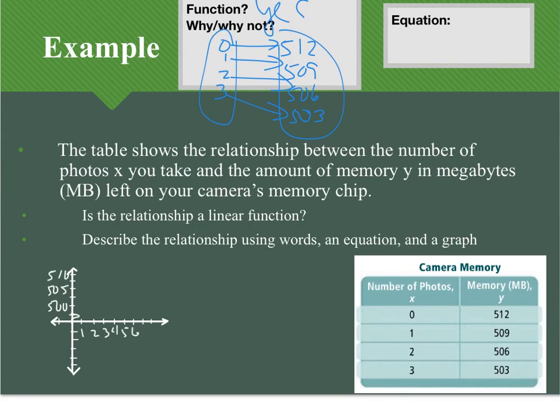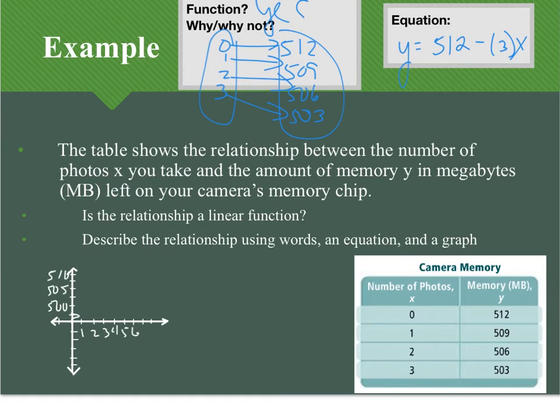For our equation, we're going to start with 512 megabytes, and we're going to subtract the number of photos times 3. If you look at this, we start with 512, we subtract 3 for one photo, subtract 3 more megabytes for another photo, subtract 3. So that's how I get it. So this would be our equation.